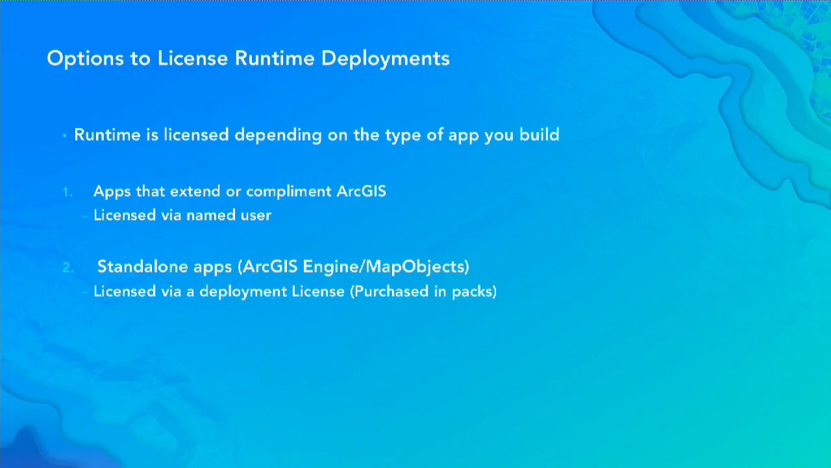How do we license them? There are 2 options you have when licensing. One is through a named user. The other is through a deployment license. It's an or, it's not an and. You'll choose one of these options to license your application.